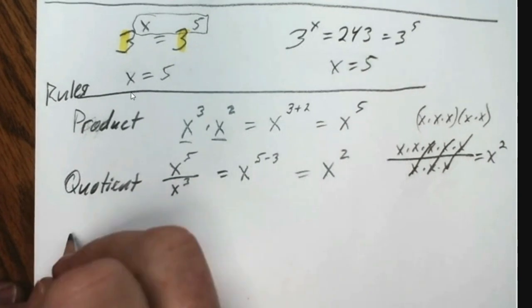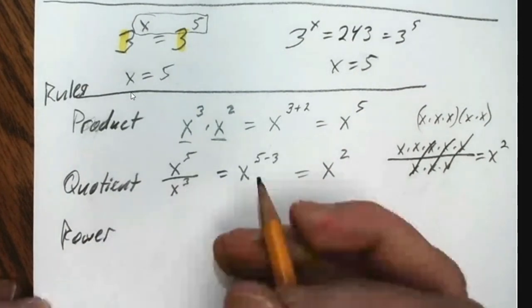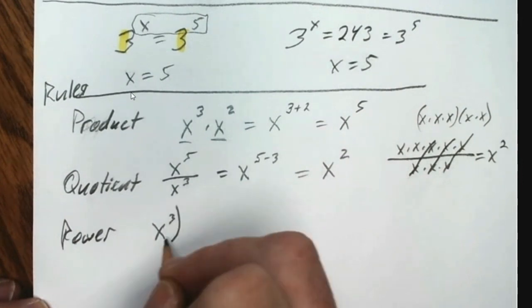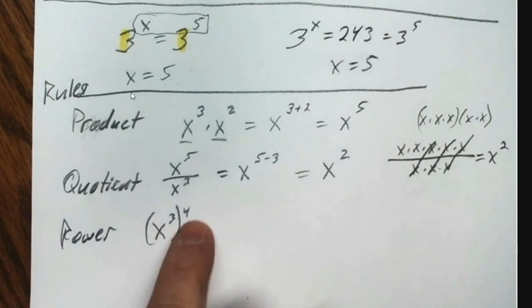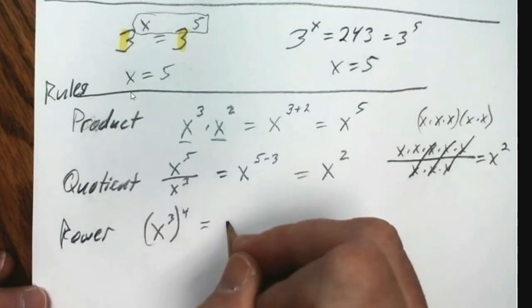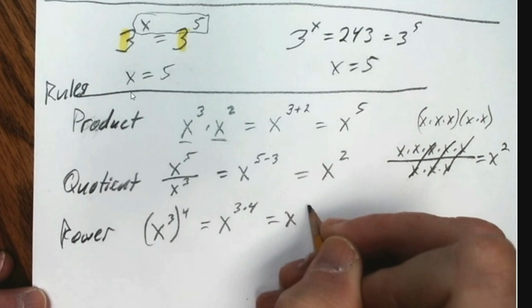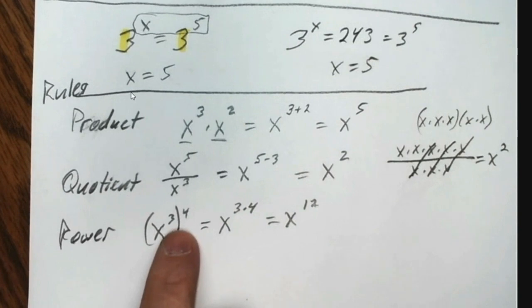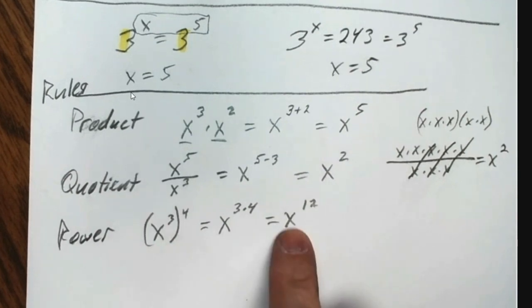Let's see, then we have the power rule. And that's when you have x to the third taken to the fourth power. See, I have an exponent taken to an exponent. And for that, you multiply them, 3 times 4, or x to the 12th power. You just multiply them if it's a power to a power, because this is x to the third times x to the third times x to the third times x to the third. So we end up with 12 x's, x to the 12th.